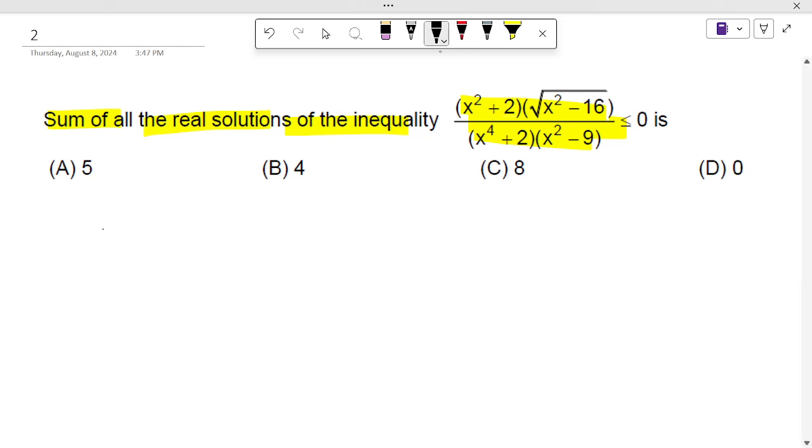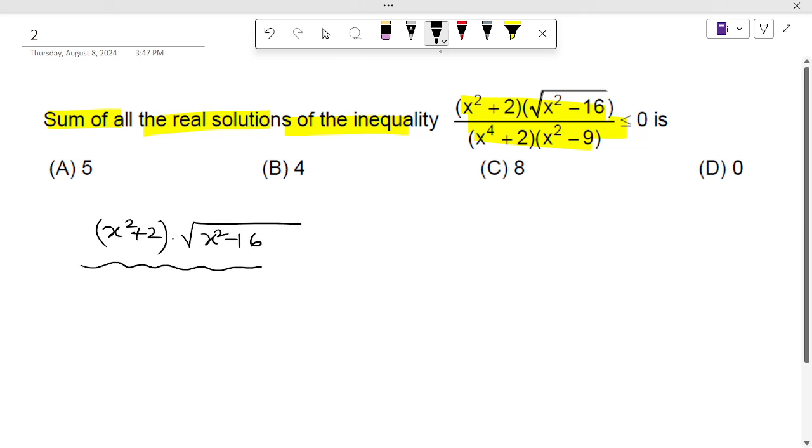The question is (x square plus 2)(x square minus 16) over (x to the power 4 plus 2)(x square minus 9) less than or equal to 0.